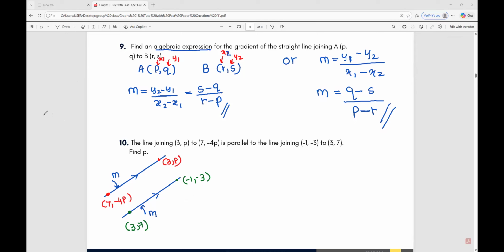So there are several ways to start this question. First, you can find what is the gradient of the second line. Then write the formula for gradient of the first line. Then equate it to that gradient. That is one method. If not, I am taking these two gradients as M1 and M2. In parallel lines, they are equal because these lines are parallel.